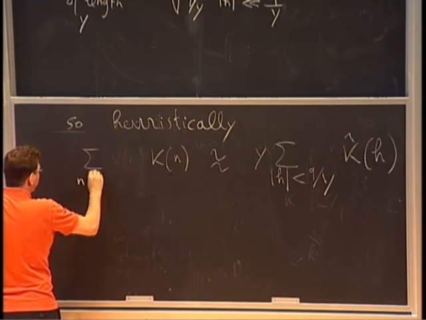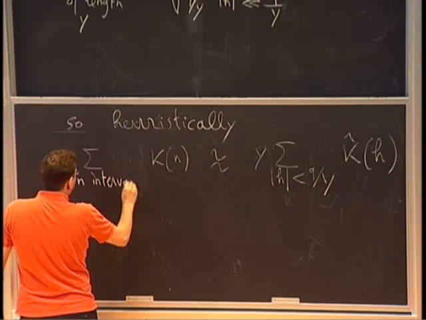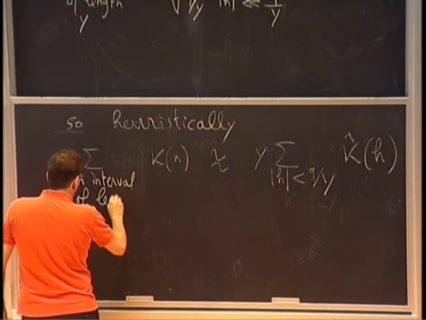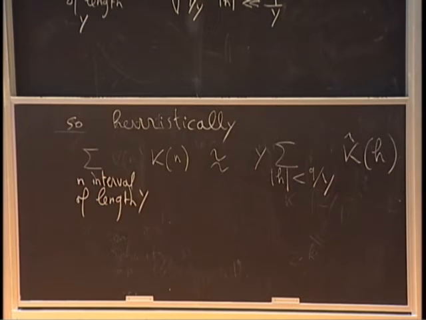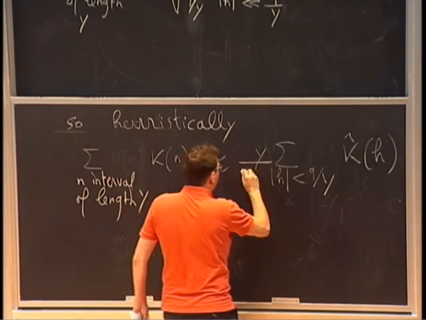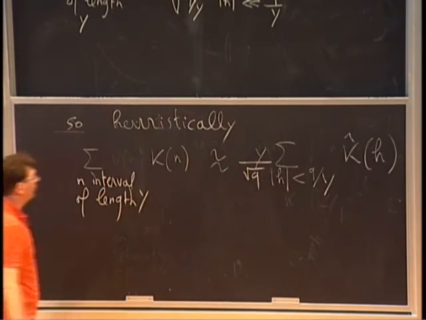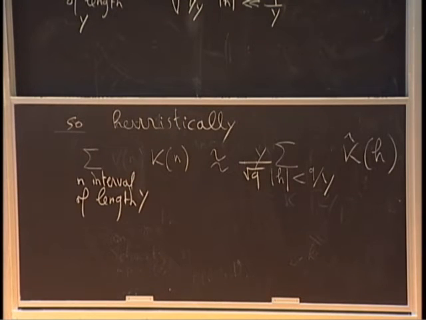And this was an interval of length y. And again, I forgot the normalization factor, so there was a 1 over square root of q, which I should have left here. So here I still have 1 over square root of q. And so this is certainly correct, I think, if I didn't make a mistake.